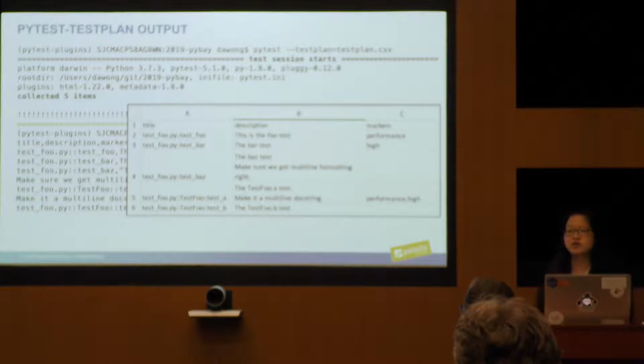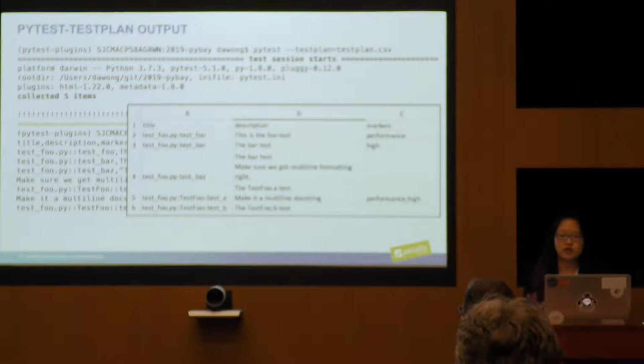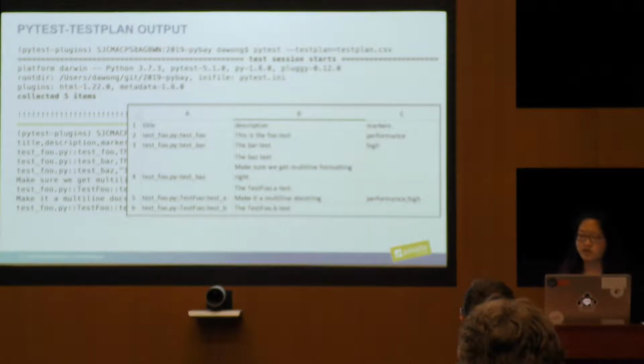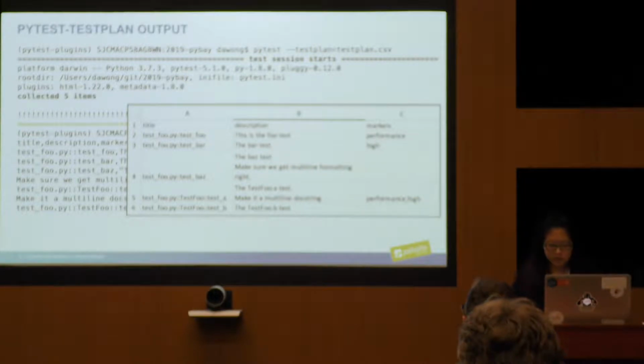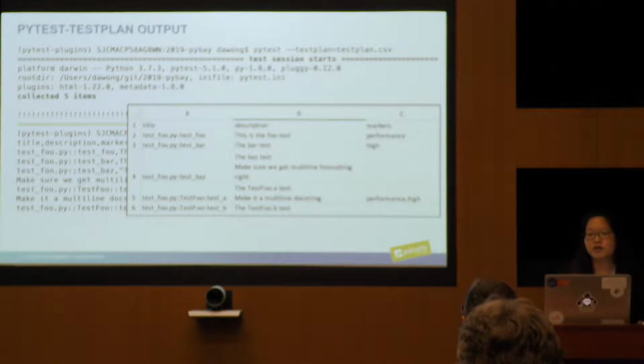You can give the spreadsheet to the upper management, and they'll know what tests the team has written, some of the docstrings from the tests so that they know a little more about what the tests are, and then some of the markers. So finally, the upper management is happy. They have all the information they want.